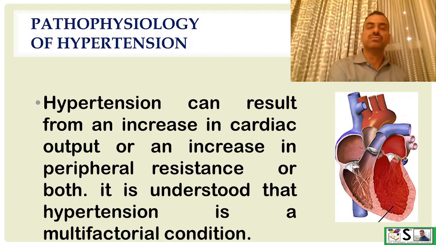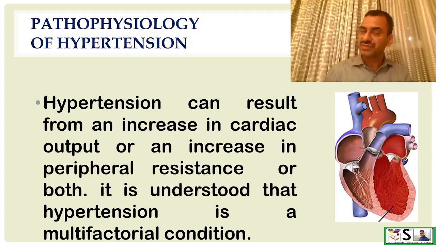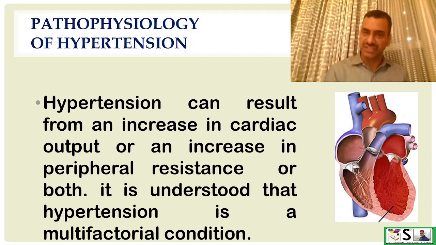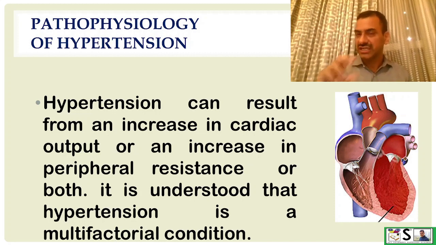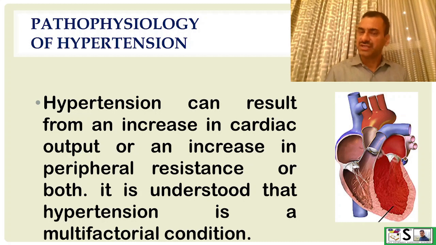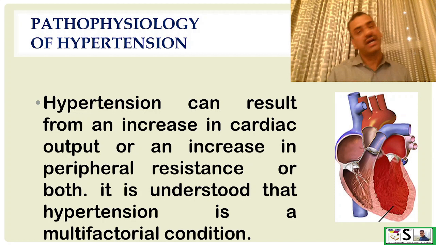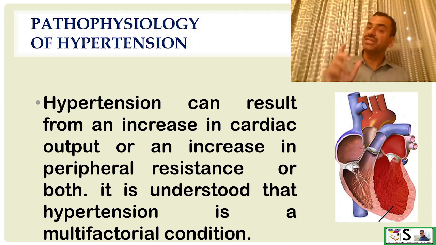Hypertension can result from two things. One is increased cardiac output, and second, increased vascular resistance, or we can say decreased elasticity of peripheral blood vessels. So these two systems may lead to increase in blood pressure or hypertension. Actually, hypertension is a multifactorial disorder, means a lot of factors are there which may lead to hypertension.